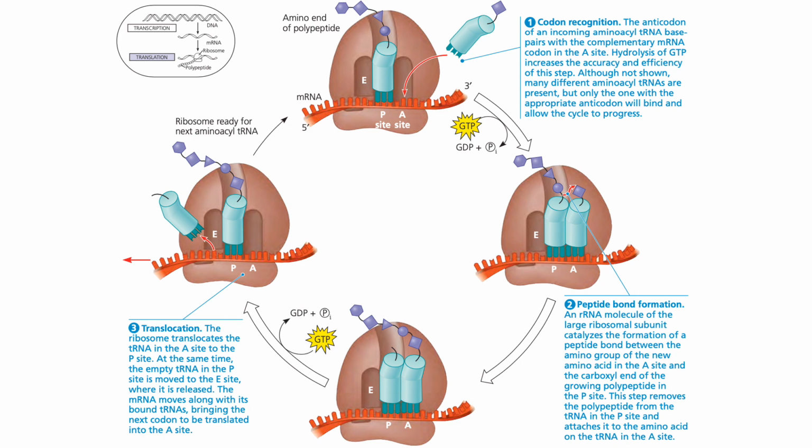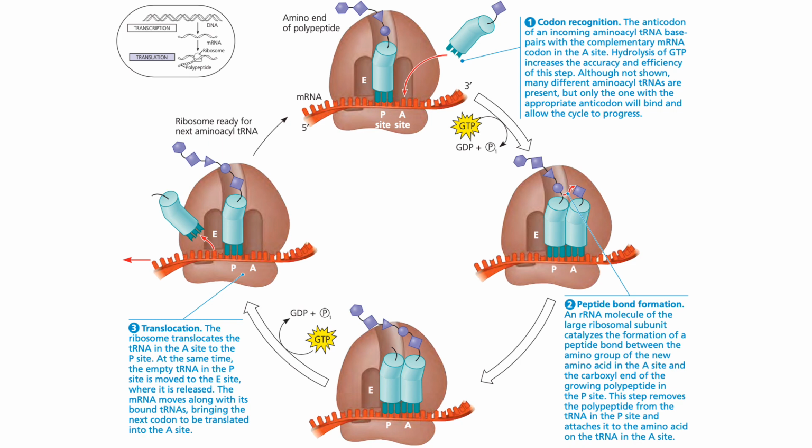Next is peptide bond formation. An rRNA molecule of the large ribosomal subunit catalyzes the formation of the peptide bond between the amino group of the new amino acid in the A site and the carboxyl end of the growing polypeptide in the P site. This step removes the polypeptide from the tRNA in the P site and attaches it to the amino acid on the tRNA in the A site.